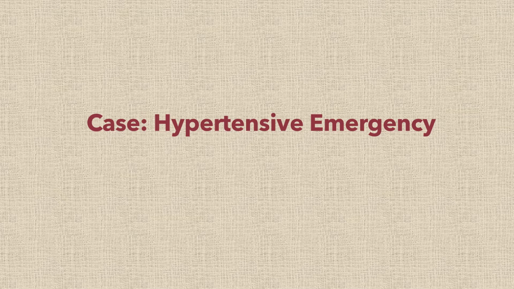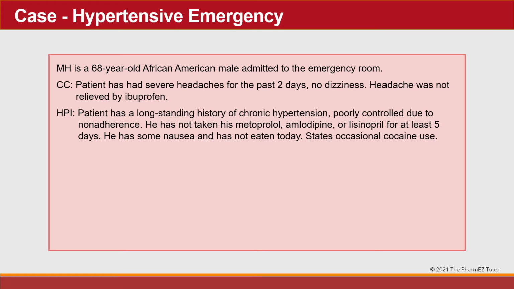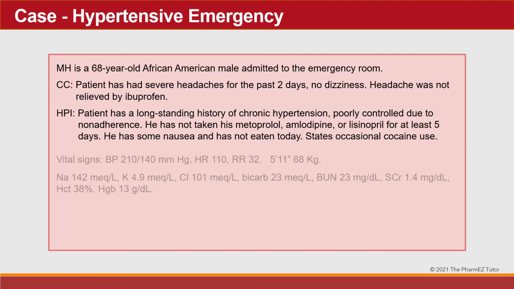Let's start off by discussing a short case of a patient in hypertensive emergency. MH is a 68-year-old African-American male admitted to the emergency room. The patient has had severe headaches for the past 2 days, but no dizziness. His headache was not relieved by ibuprofen. MH has a long-standing history of chronic hypertension, poorly controlled due to non-adherence. He has not taken his metoprolol, amlodipine, or lisinopril for at least 5 days. He has some nausea and has not eaten today. He states occasional cocaine use.